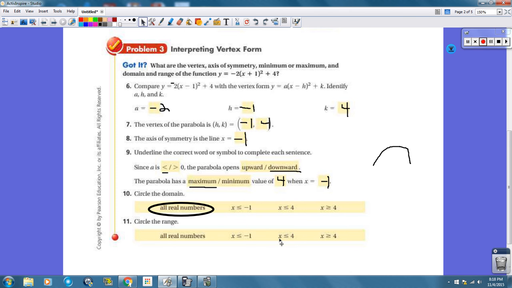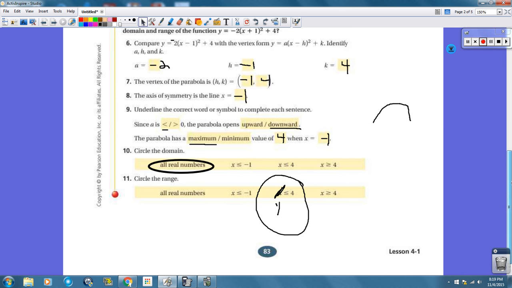That's really weird. Your domain's all real numbers, but this should actually be y is less than or equal to 4. I'm not sure why it says x. So let's just cross that out and put a y. Because guess what? It's this one right there. Okay? And there's my circle. Not half bad. It's huge though. Okay? So that's how that works.